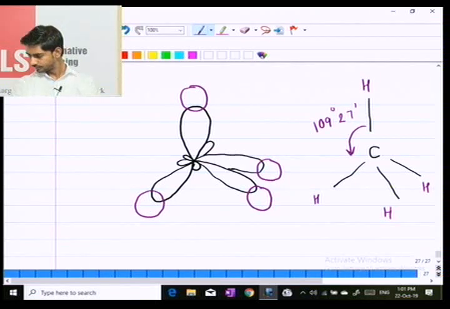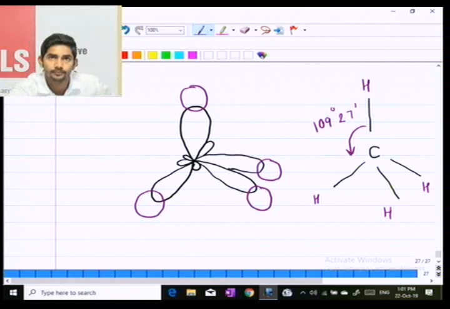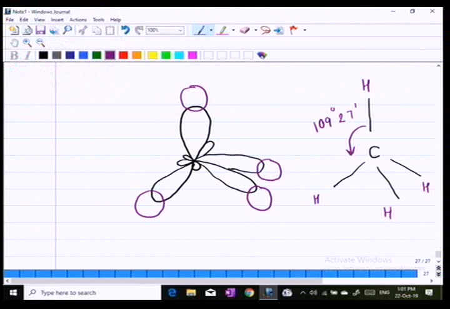Draw it. And if you have any question, you're most welcome, guys. If you have got any query. Has everyone copied that? Okay, done.